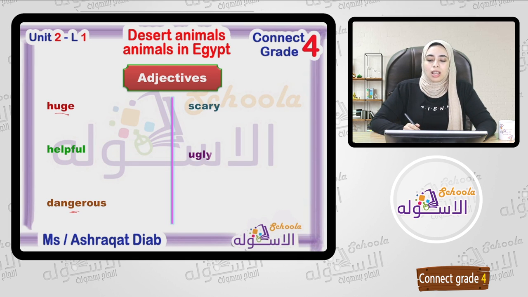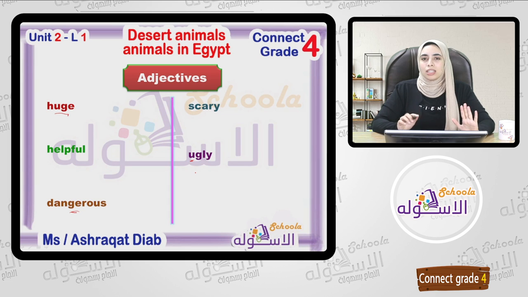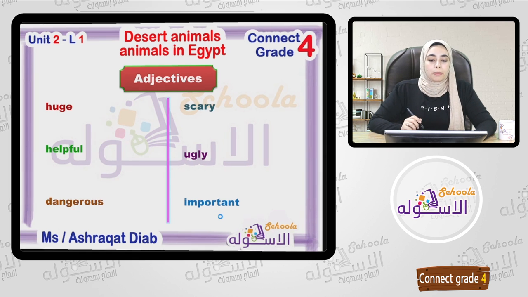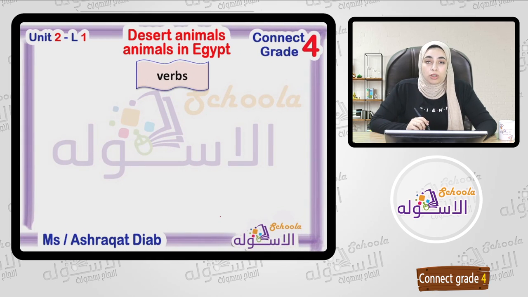Well, what else? Ugly. Ugly means very bad. Ugly means not beautiful. It's ugly. Very bad. Okay? And important. Important, as I said, we can't do without it. يعني very, very important. Okay? مهمة. Great. طيب. Now let's move to the verbs.